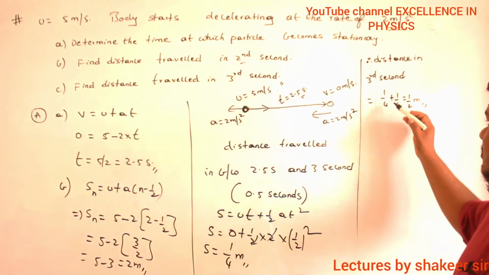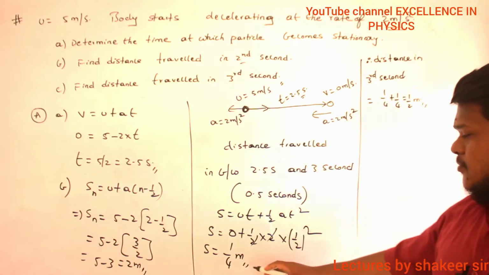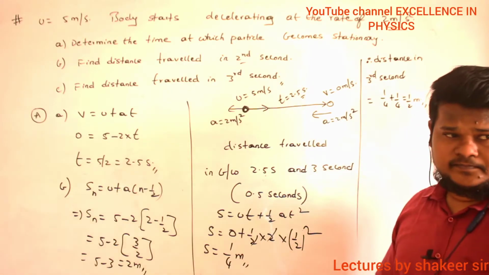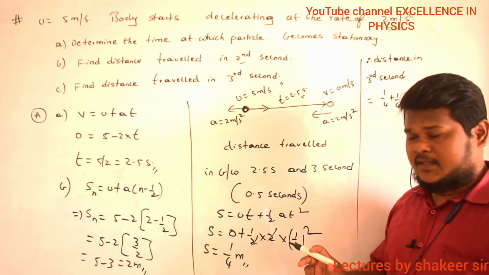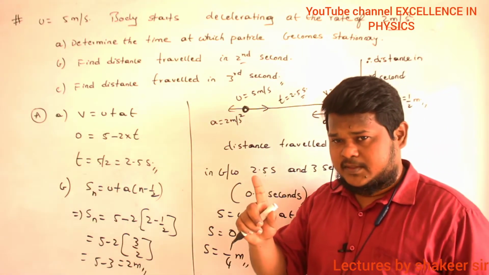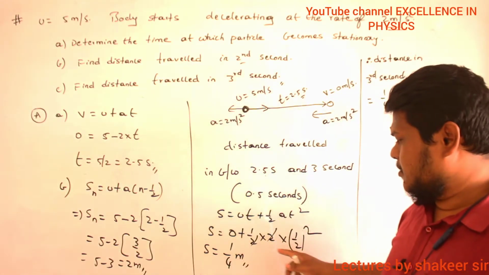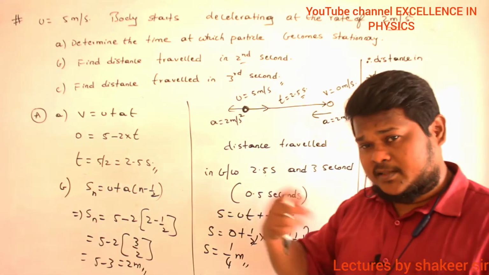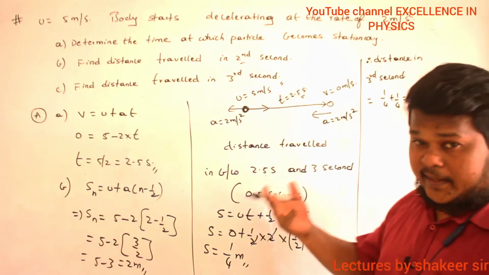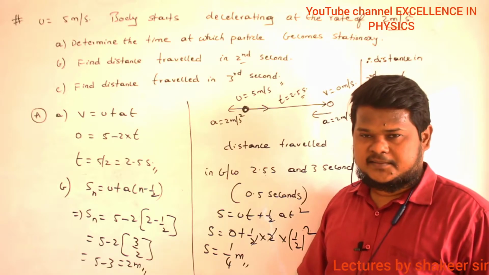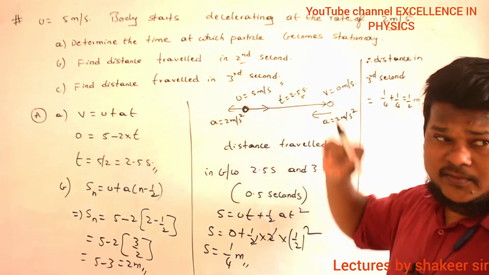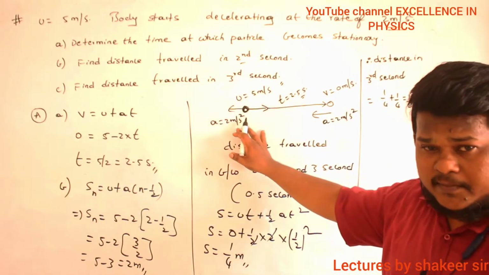What is this 1 by 4? This is the time interval between 2.5 to 3, no? Only half second. It means I have to take another half second, no? Third second means totally 1 second. So in half second I have calculated the displacement is 1 by 4. What about another half second? That another half second also I have taken 1 by 4 only. Why have I taken like that? Because acceleration is same, no? Throughout the motion, what is same?